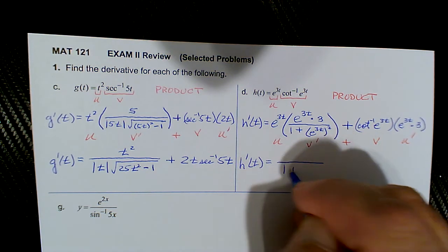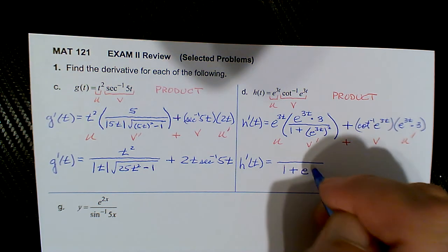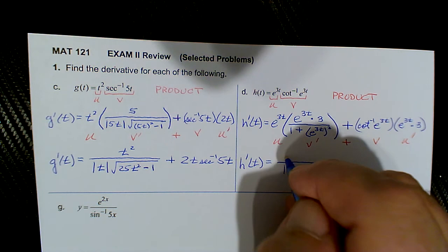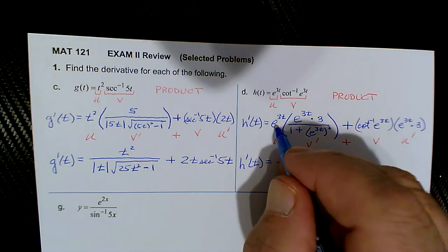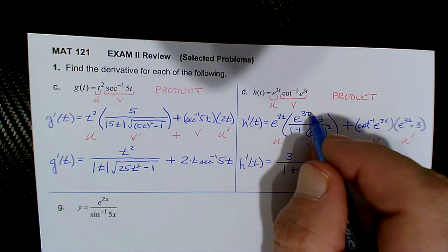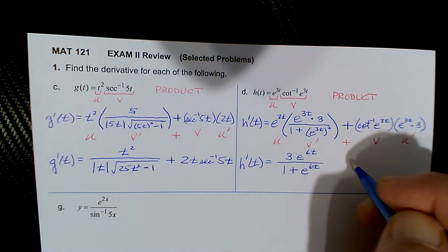Okay, in the denominator we have 1 plus. Here we're taking a power raised to a power. We have to multiply the exponents. So 1 plus e to the 6t. In the numerator we have the 3. And then here we're actually multiplying common bases. So we're adding the exponents. And we get e to the 6t there as well.